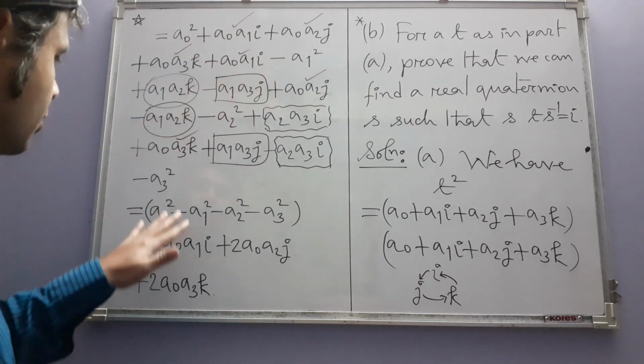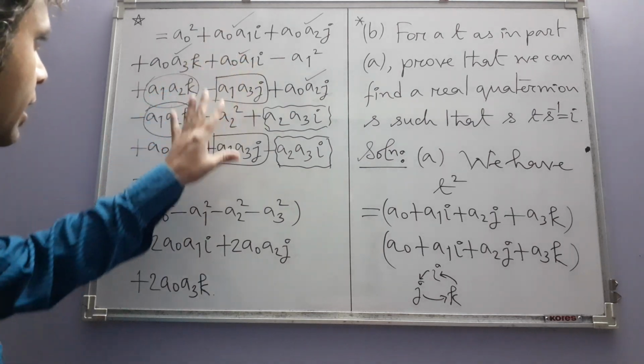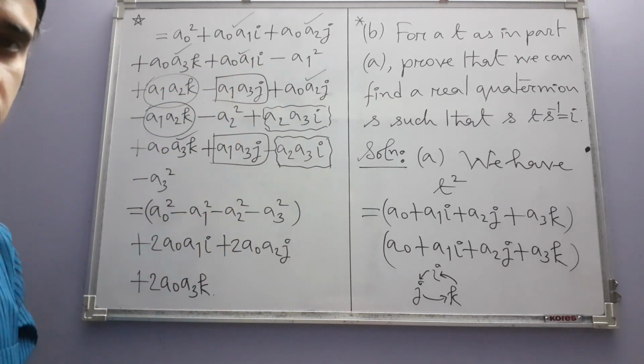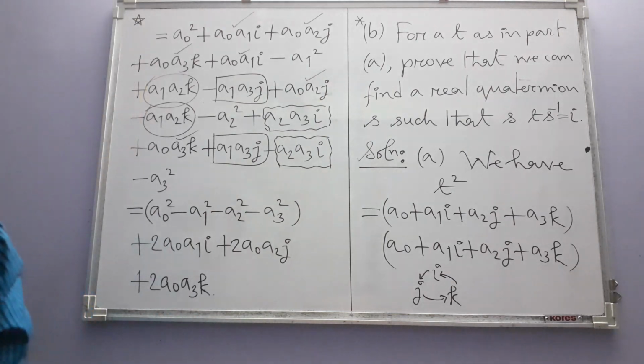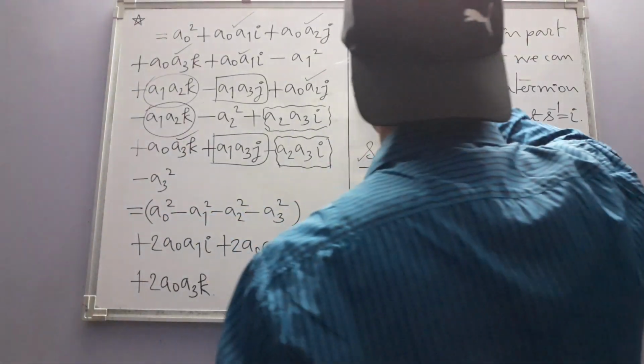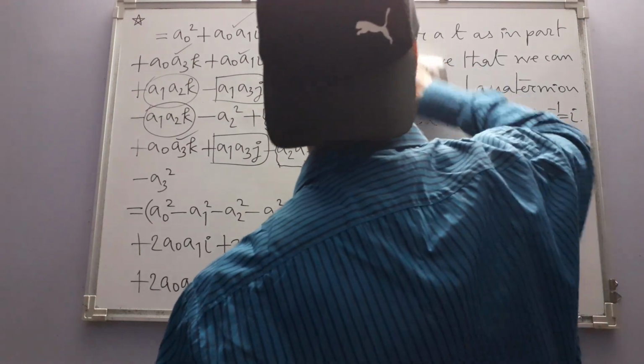The squares we have already written here and everything else. So this is t square. So now let's impose the condition that t square is minus 1. Okay, and let's see what we find.